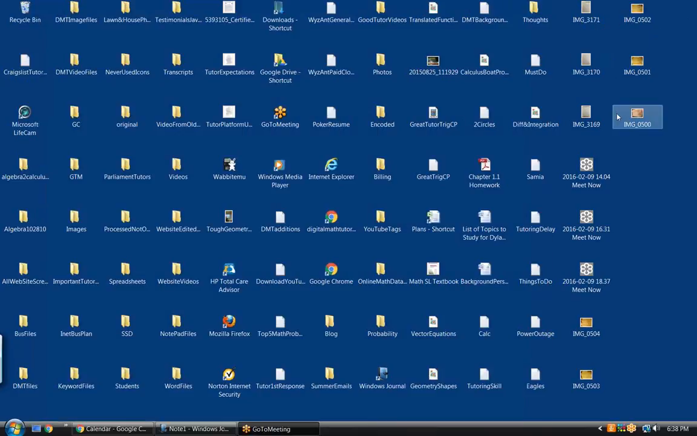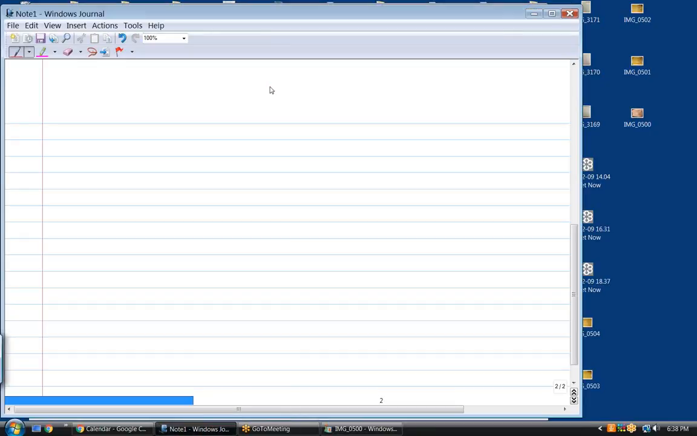Got record going. Let's have a look at page 1. What kind of stuff are you doing at the moment? Solve each proportion. You have a particular place you want to start, Patrick, or should we just go 1 down? 1 down. Okay.